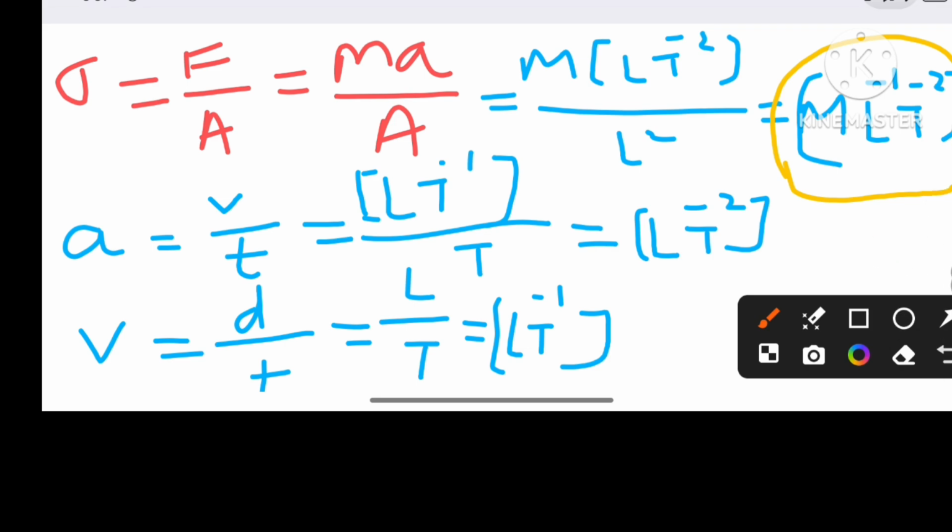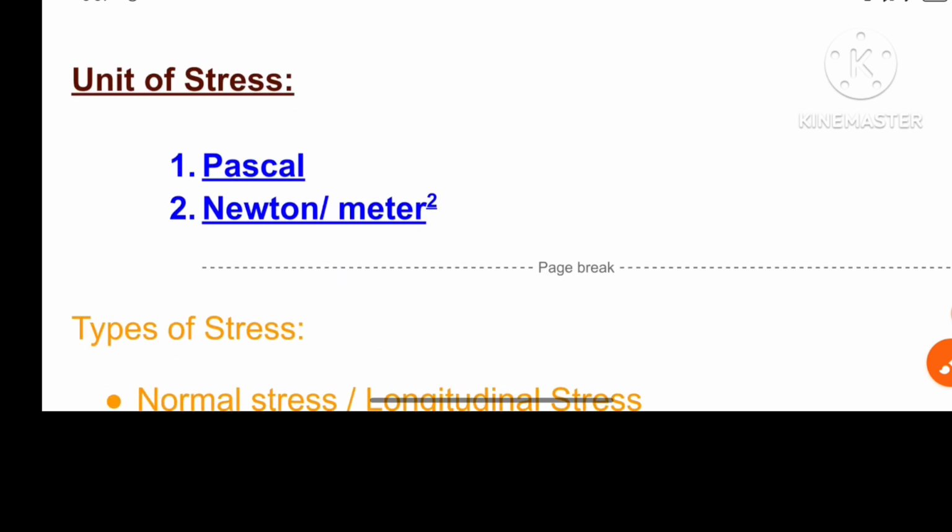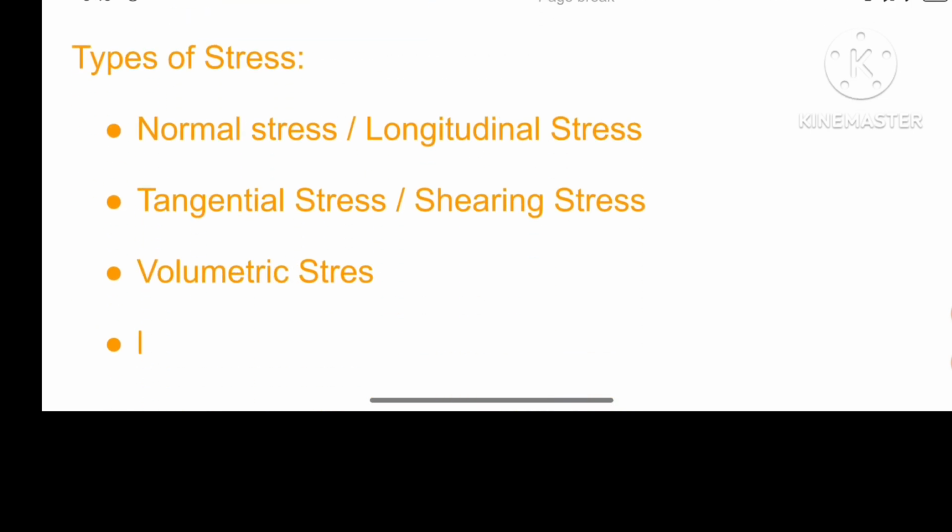Now these are the units of stress. First one is the Pascal, next is Newton per meter square. This is valid for both stress and pressure.